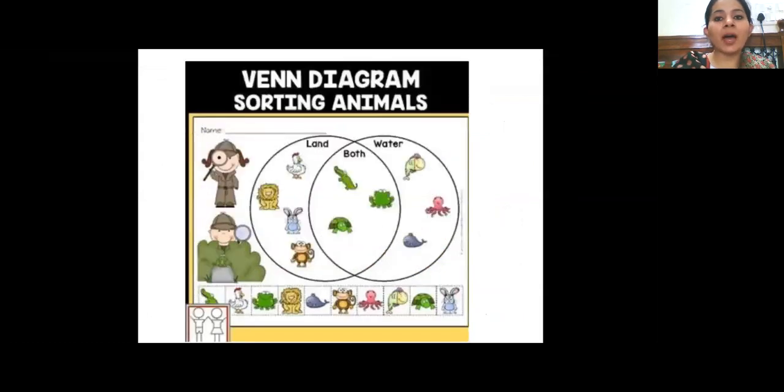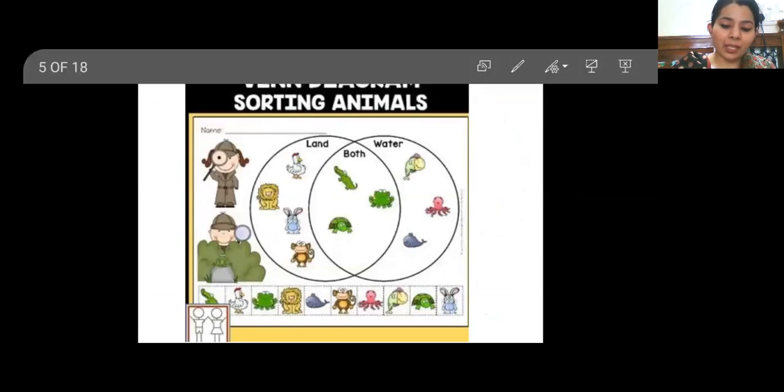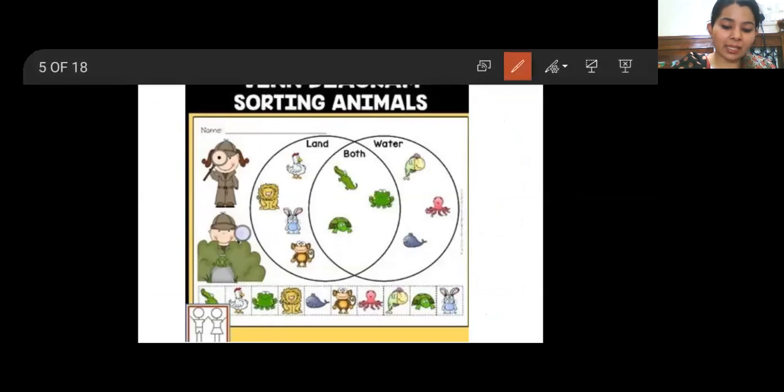So here you go, you have the answer in front of your screen. On your screen, you have land animals like hen, lion, rabbit, and monkey. So these are totally separate. They are only seen on land. We don't see them living in water. Although they drink water, there is a difference. They don't live in water, right?